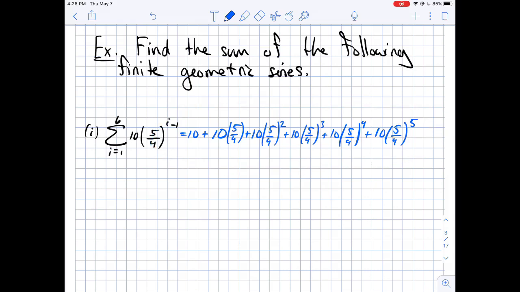Well, you could brute force this. You get out your calculator, you plug in all 6 of these terms, you add them all up, and you would get 461,160 divided by 4,096, which is approximately 112.587. And that's fine. It didn't take too long to get out your calculator and do this.